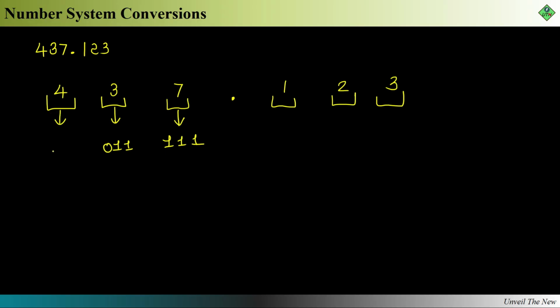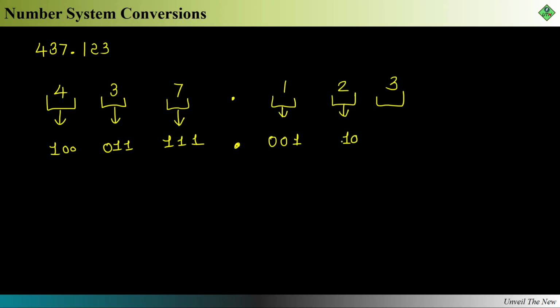Now for 4, the binary will be 100, right? Here we have the point. After that, what we have is 1. The binary of 1 is 1, but we need to write the binary in 3 digits, so here also we will add zeros before the 1. Then the binary of 2 is 10.